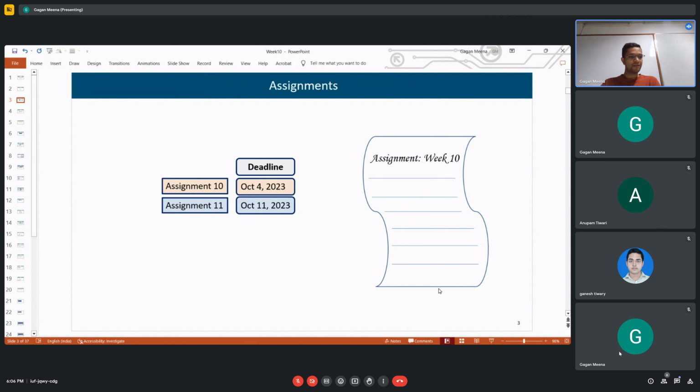Tomorrow is the deadline for submitting assignment 10, and for assignment 11 the deadline is October 11.